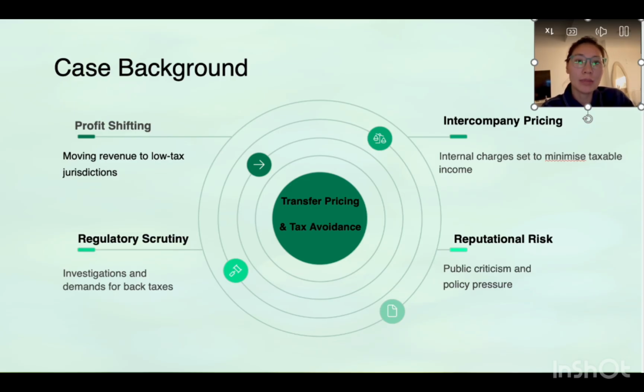Hello everyone, my name is Tushar. I was responsible for answering question number 2. My first slide explains the background of the case. Many multinational companies use transfer pricing to shift profits to low tax countries. This creates regulatory scrutiny, reputational risk, and public concern about tax fairness. Governments are now under pressure to reform corporate taxation.